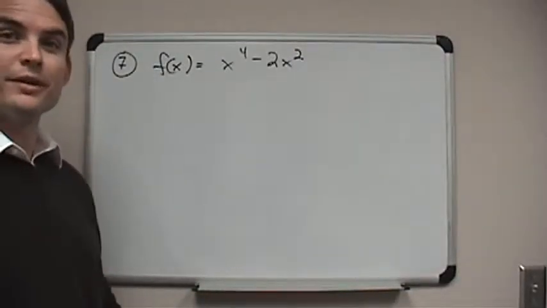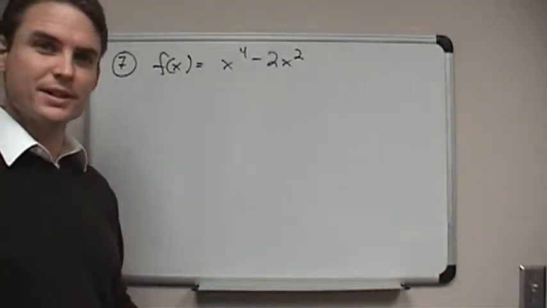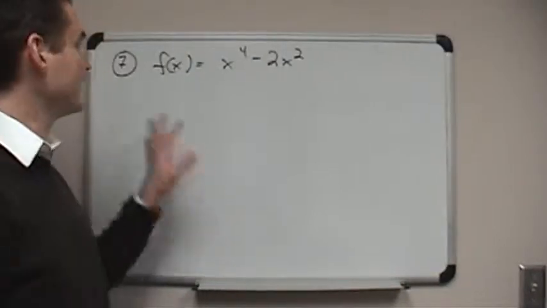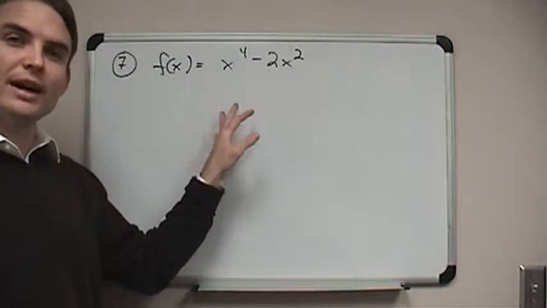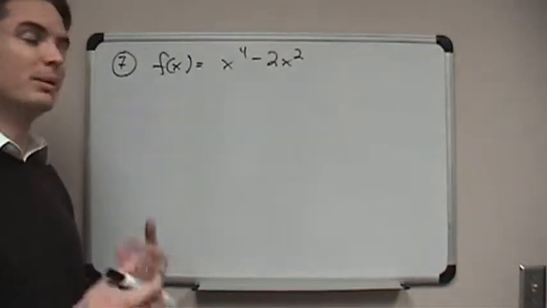Okay, another example of finding where a function is increasing and decreasing using the derivative. So this is number 7 in the book. The graph of the function's right there, so you can look at the graph and kind of verify after the fact that what we have found is right.